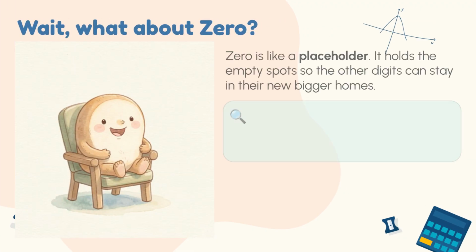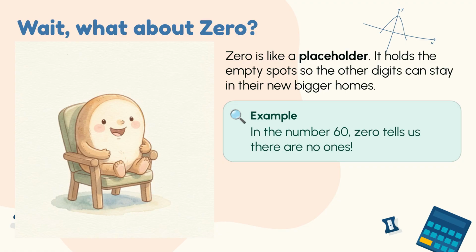What about 0? 0 acts like a placeholder. It holds the empty spots so other digits can stay in their new, bigger homes. For example, in the number 60, 0 tells us there are no ones.